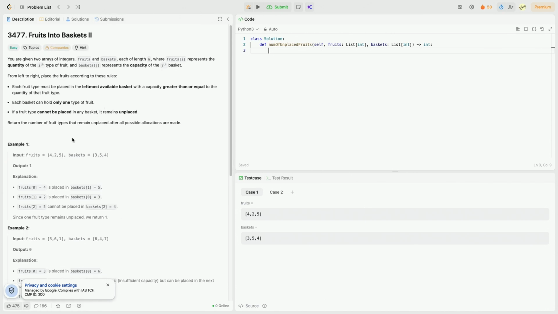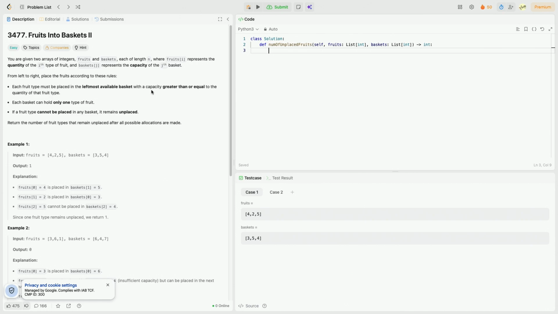We cannot sort the baskets. That's also true. And we cannot sort the fruits, right? Because we have to pick the next fruit that we can fit into the basket. So I guess what we can do is implement this in a very naive way, where we loop over all of the fruits, and then in an inner loop, we loop over all of the free baskets.